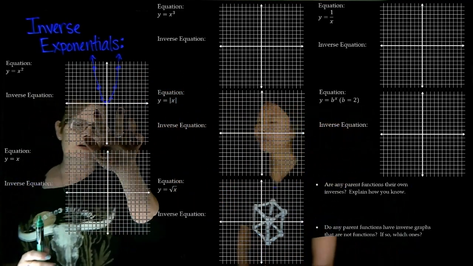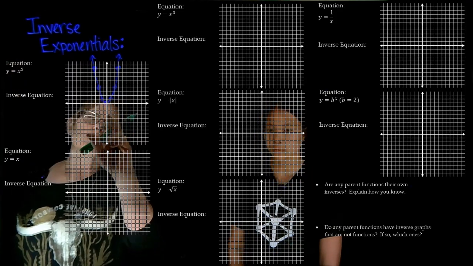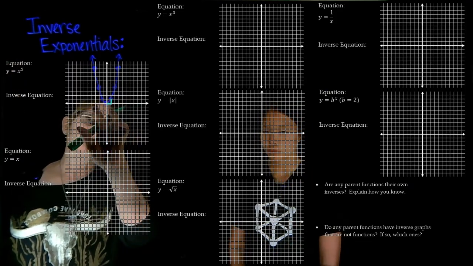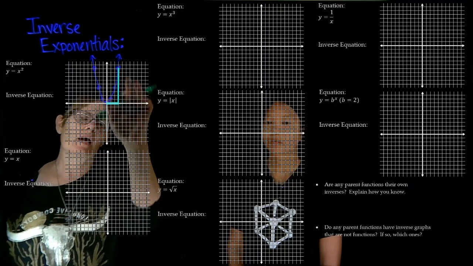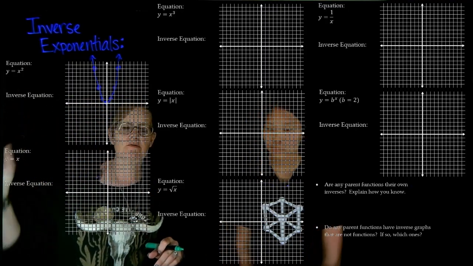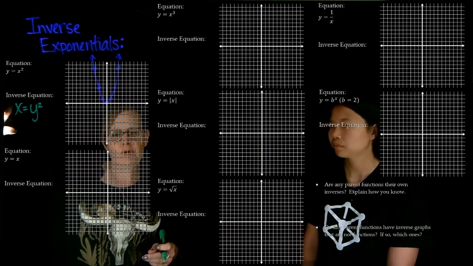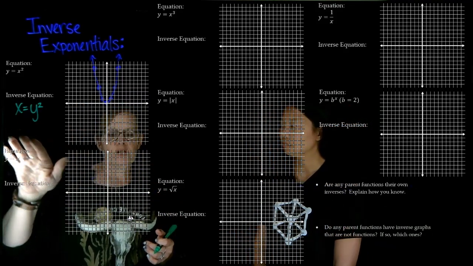All right, so our parent graph here is for y equals x squared, which we know the pattern is 1, 1, 2, 4, 3, 9. And that's our parent graph for a quadratic. So we're going to talk about the inverse. And remember, for the inverse, we're swapping the x and the y. So I'd say x equals y squared. And I want to get the equation so it's equal to y.